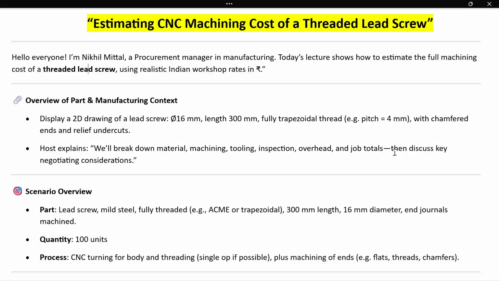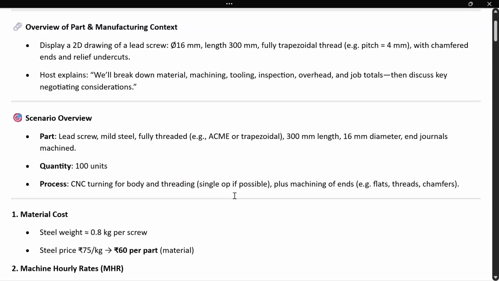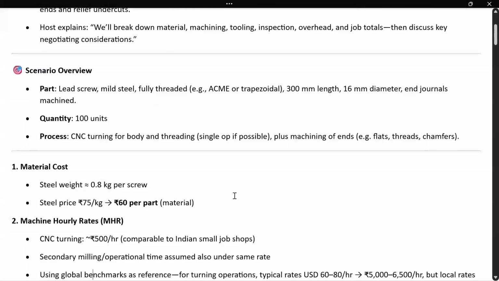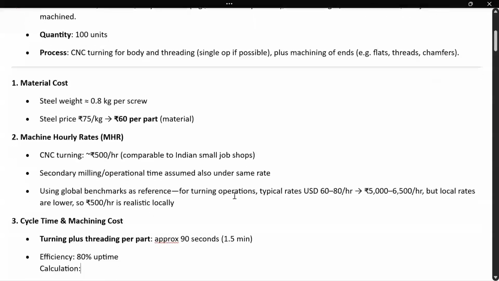Here is the scenario and part overview. The lead screw is made of mild steel, full thread, length 300 mm and diameter 16 mm, with end journal machining. The quantity is 100 pieces. The process is CNC turning for the full body, threading in a single operation if possible, plus machining of the end flat and thread chamfer.